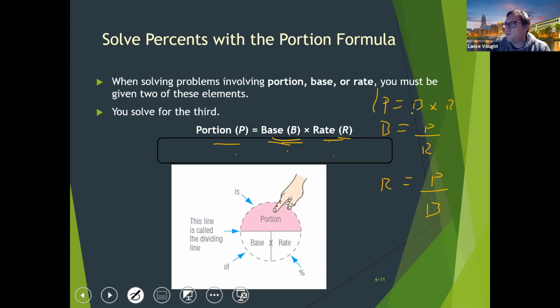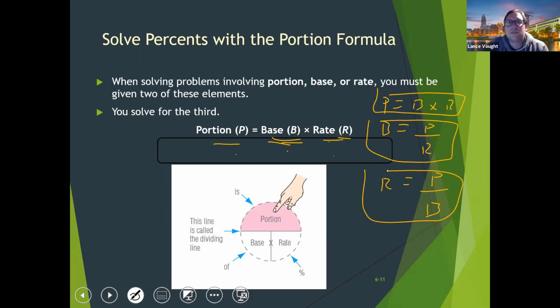So those are the three formulas that you get by rearranging this equation, and then you can find any of them if you know the other two. If you know P and B, you can find R. If you know P and R, you can find B. If you know B and R, you can find P.